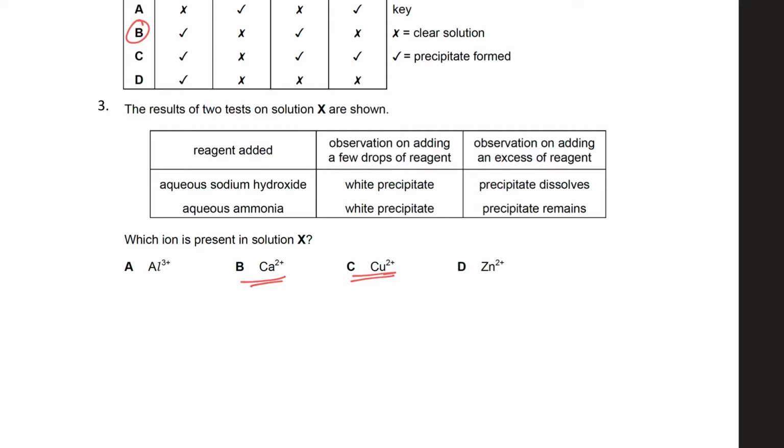Alright, now aqueous ammonia, when you add it, white precipitate is made, so it could be zinc or aluminum, but precipitate remains, which rules out zinc because zinc is soluble in both of them. So our answer is going to be A.